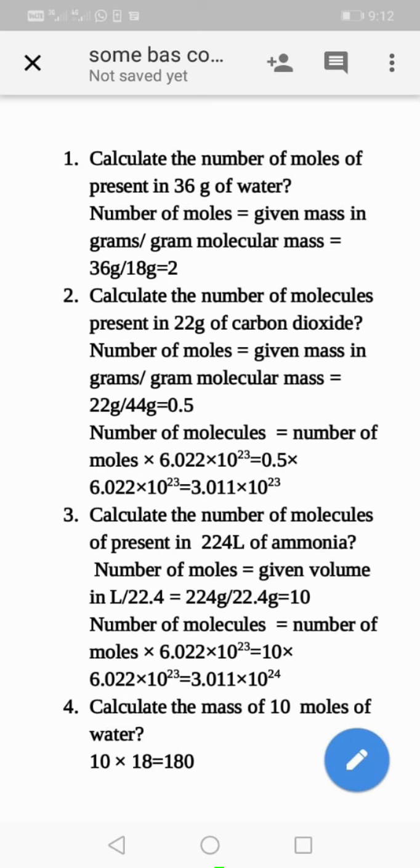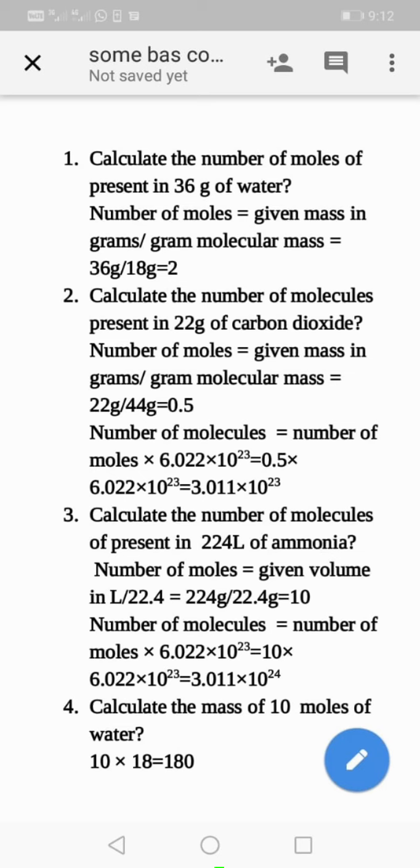The second question: calculate the number of molecules present in 22 grams of carbon dioxide. Read the question once again. Calculate the number of molecules of carbon dioxide. They are asking the number of molecules. If they are asking the number of molecules, the formula is number of molecules is equal to number of moles into Avogadro number. Avogadro number we know, that is 6.02 into 10 raised to 23, but we don't know the number of moles. So use the formula for number of moles.